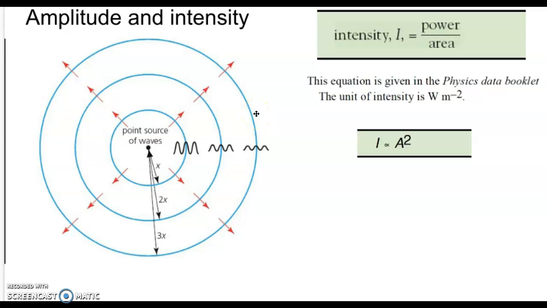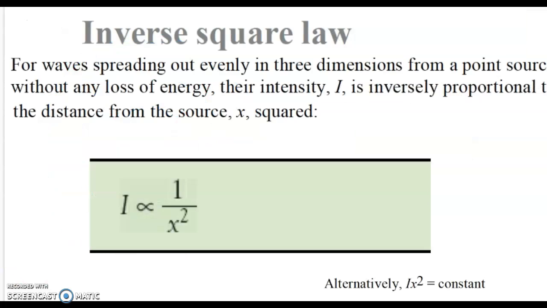And so therefore, the equivalent relationship in terms of distance is an inverse square one. Intensity is proportional to 1 over distance squared. If you double the distance, the intensity goes down by a quarter. So those are our 2 relationships.